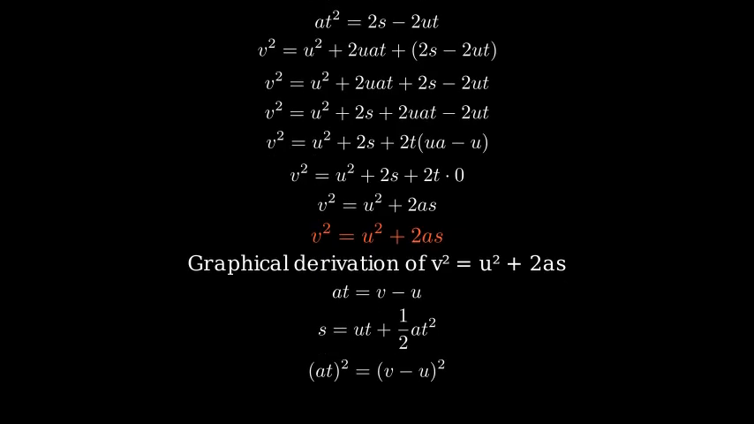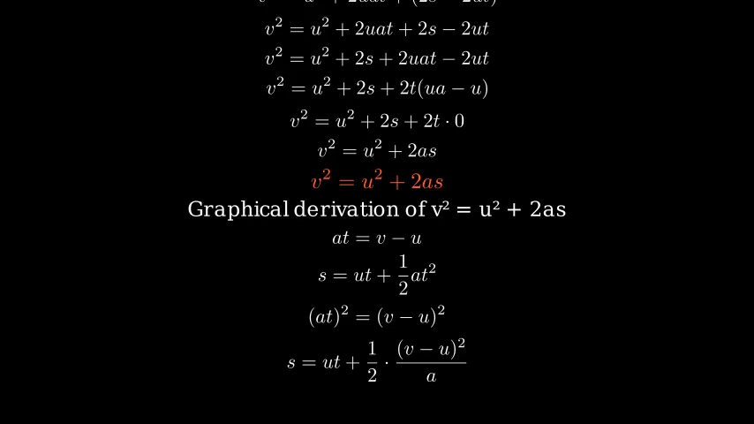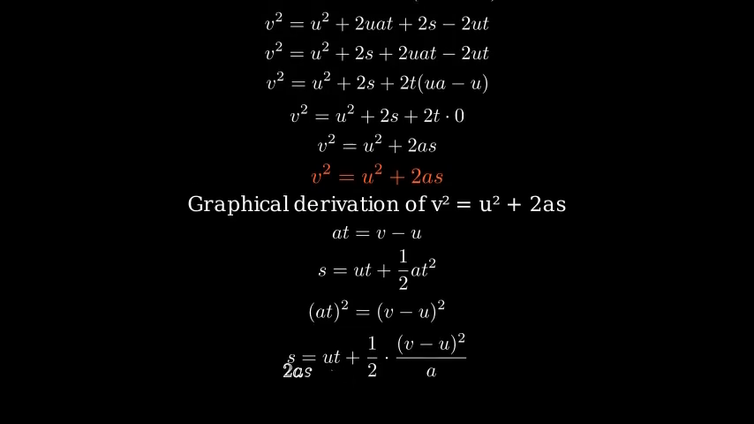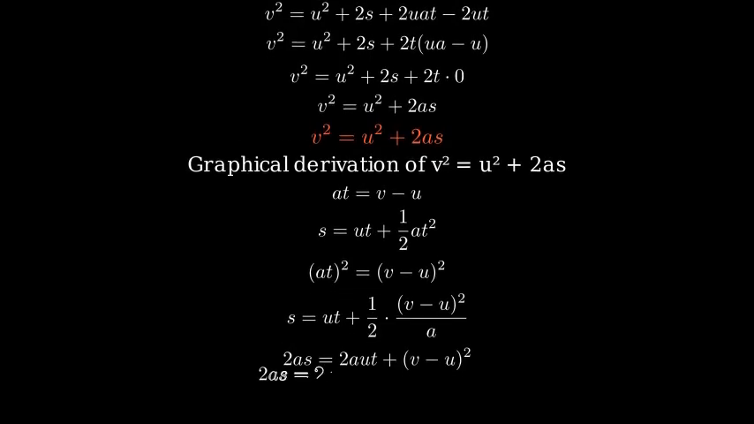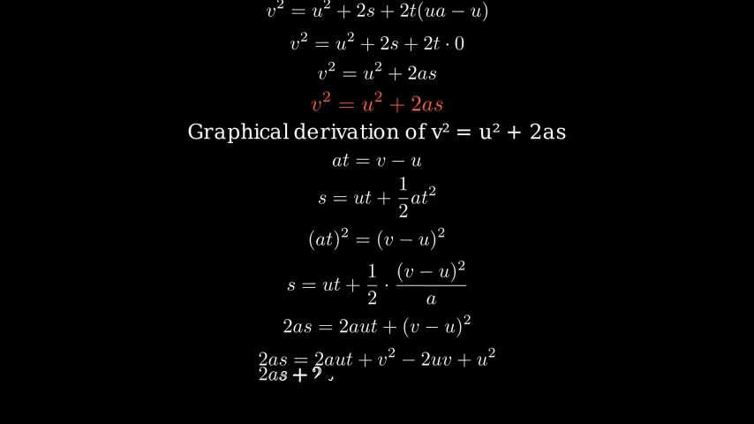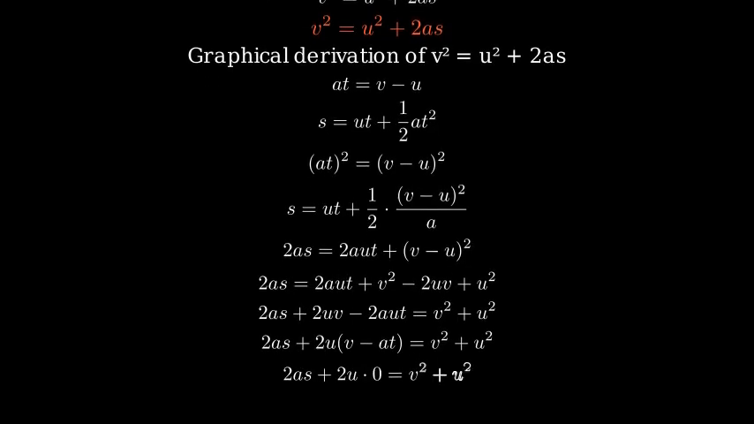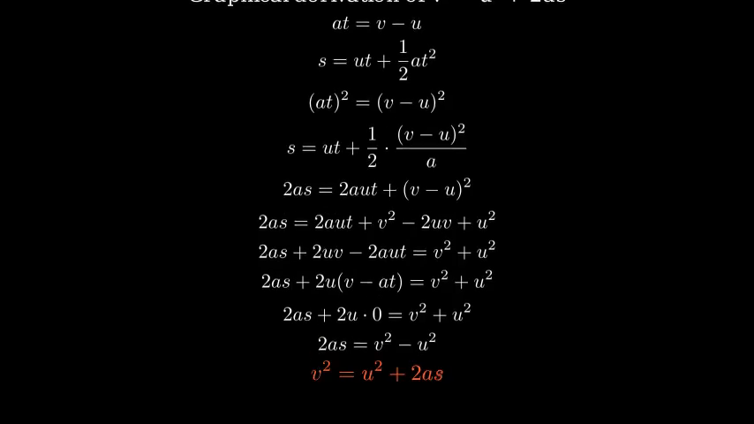at equals v minus u, so at squared equals (v minus u) squared divided by a. Substituting this into our displacement equation, we get s equals ut plus 1/2 times (v minus u) squared divided by a. Solving for 2as, we get 2as equals 2aut plus (v minus u) squared. With some algebraic manipulation, this gives us v squared equals u squared plus 2as, our third equation of motion.